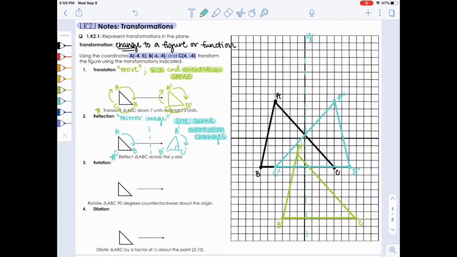All right, notice that's a mirror image. If we put a mirror right on our y-axis, we would get that blue triangle back. Okay, that is a reflection. Just count that distance. Okay, a rotation.